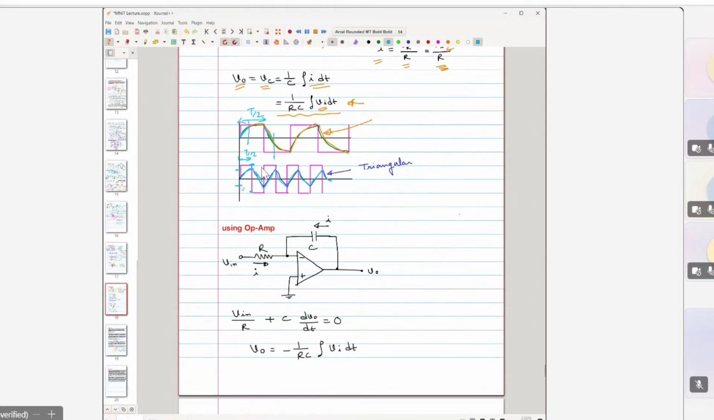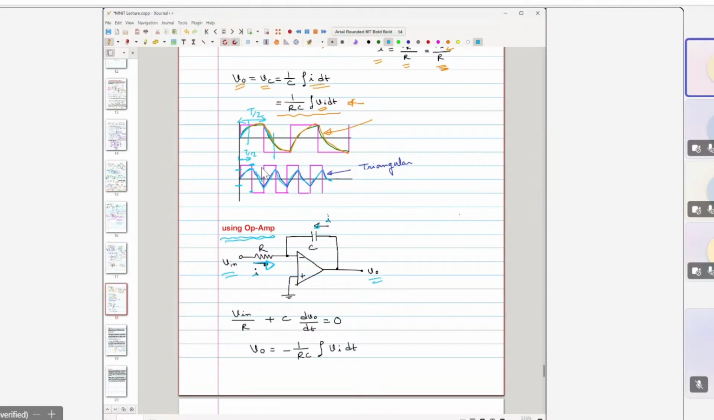Now again, like the previous case, we can also design this using an op-amp as an integrator. This is the circuit using an op-amp as an integrator. Similar to the previous one, the differentiator, the only thing is interchanging the position of R and C. So this is V in, this is V out, this is R, this is the cap, and this is the current I flowing through the cap.